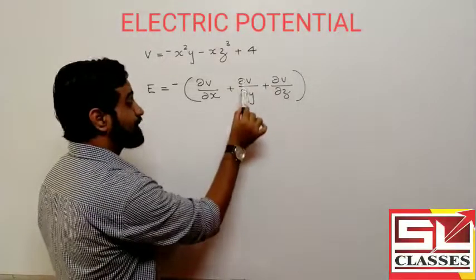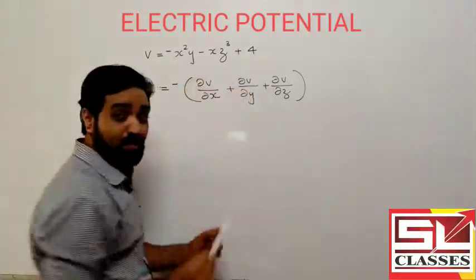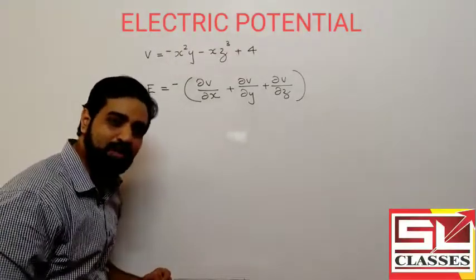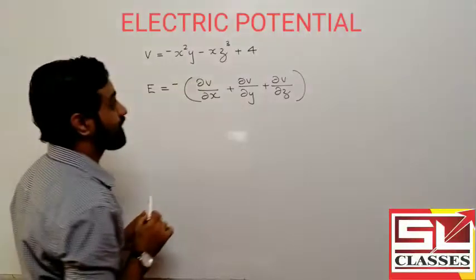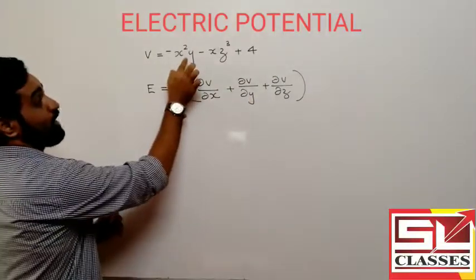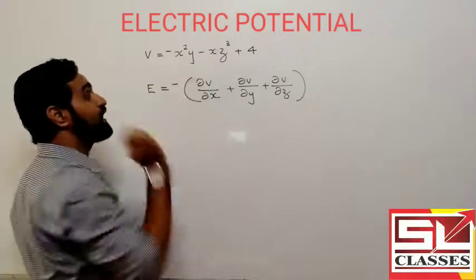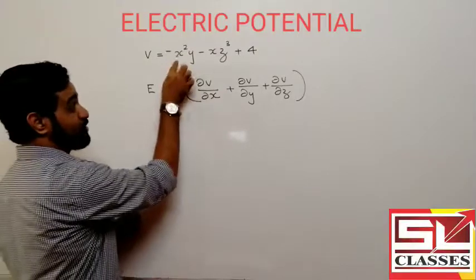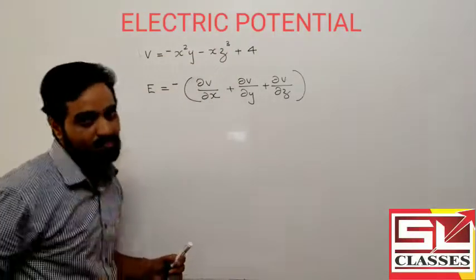Plus the next term is the derivative of this voltage function again, with respect to y. Okay, how can we do that? So the same function can be differentiated with respect to y. Here only the term y is variable, all other terms are constants. So in that situation, x is constant, z is constant, only y is variable.